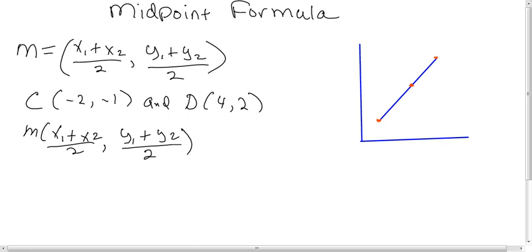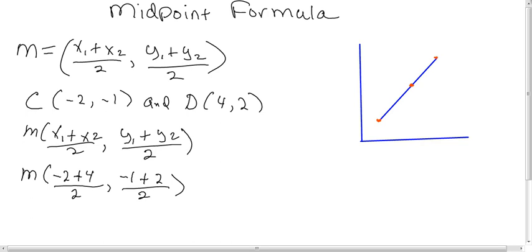So now we just want to substitute our values, and our values are our first x, -2, minus our second x, which is 4. Actually, we're going to add that. Okay, and that's going to be over 2. And our first y is -1 plus our second y, which is 2. And we're going to divide that by 2. Again, we're just averaging this out.